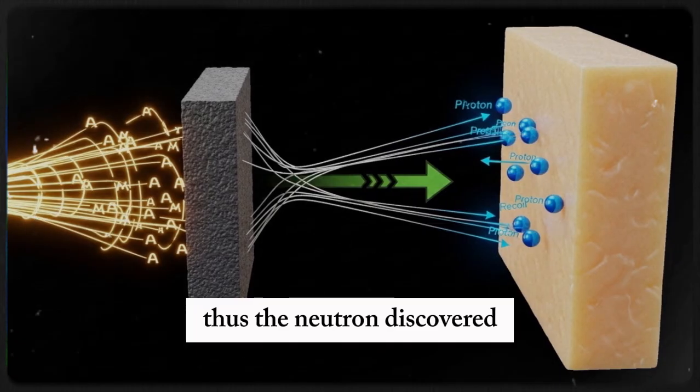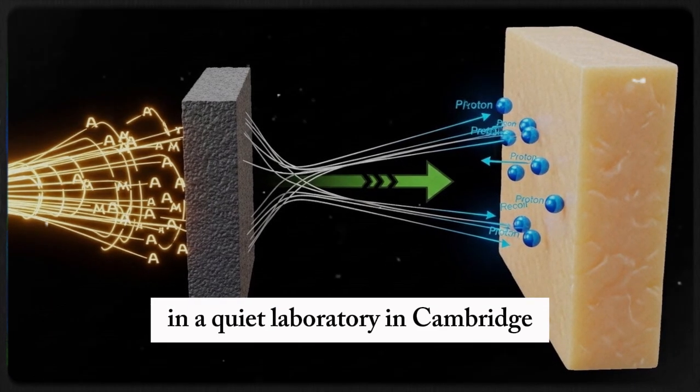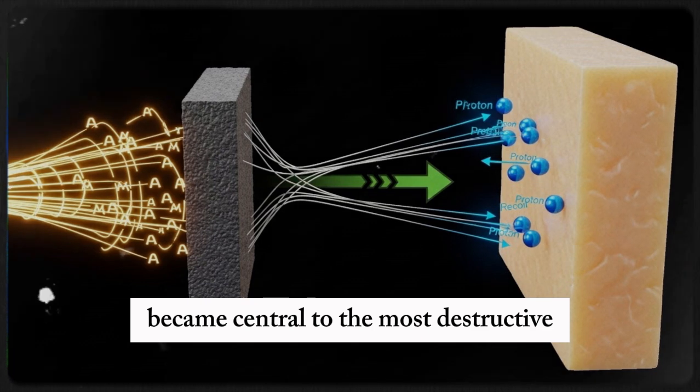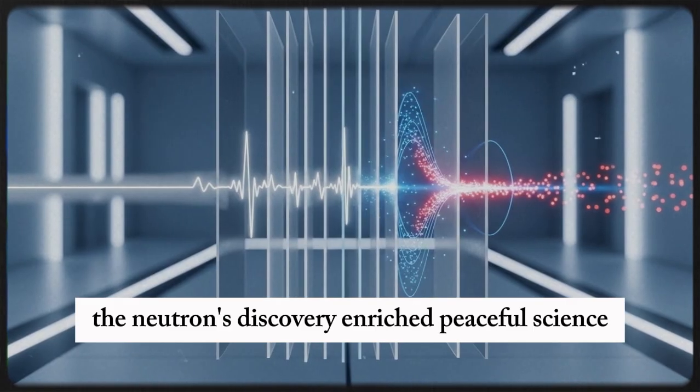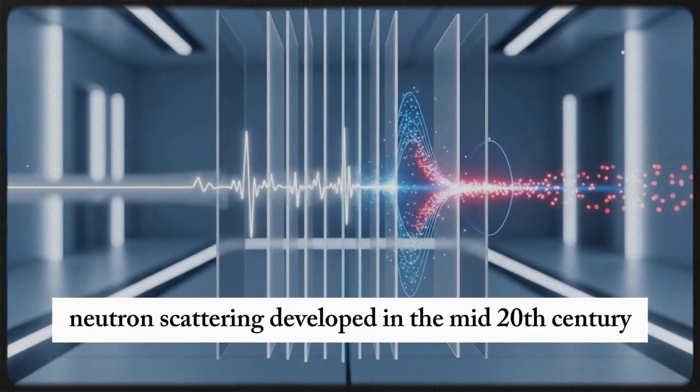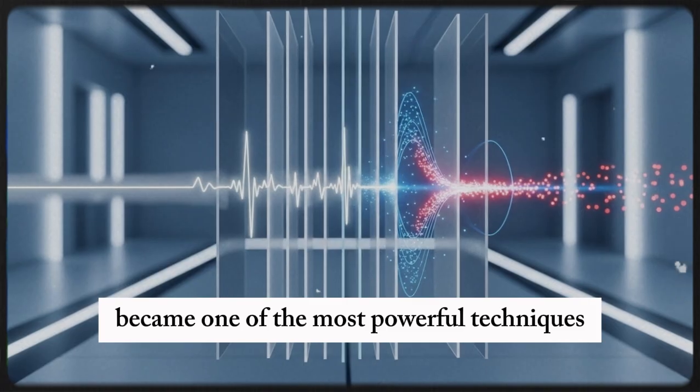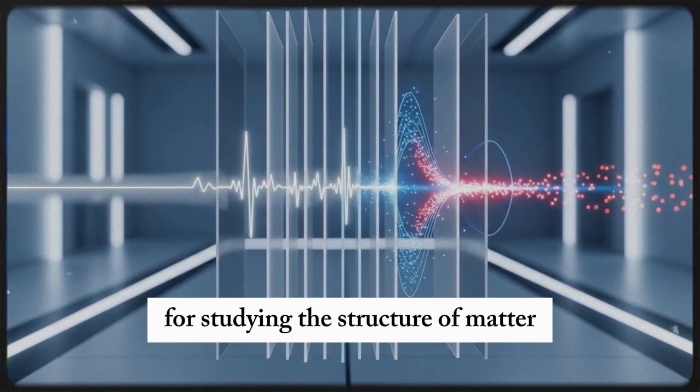Thus, the neutron discovered in a quiet laboratory in Cambridge became central to the most destructive and transformative technology of the 20th century. At the same time, the neutron's discovery enriched peaceful science. Neutron scattering, developed in the mid-20th century, became one of the most powerful techniques for studying the structure of matter.